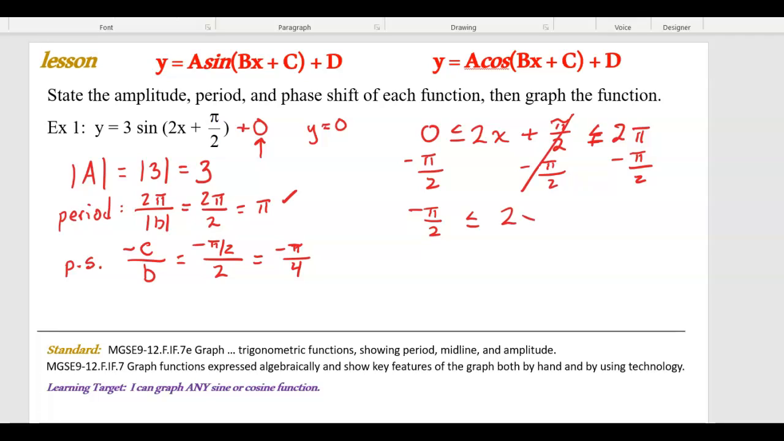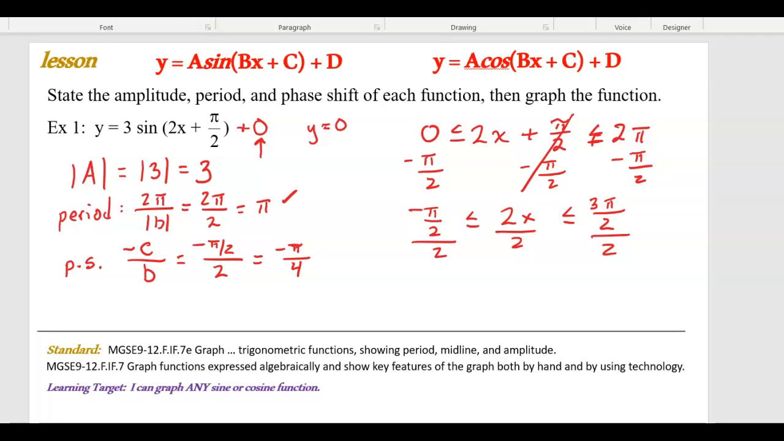All right, which leaves me 2x less than 2 pi minus pi over 2, which is 3 pi over 2. Do a little bit of arithmetic off to the side and you'll see that. Once again, you're going to get really good at knowing what those values are. Then, of course, we divide by 2. Now, the dividing by 2, that's the division part.